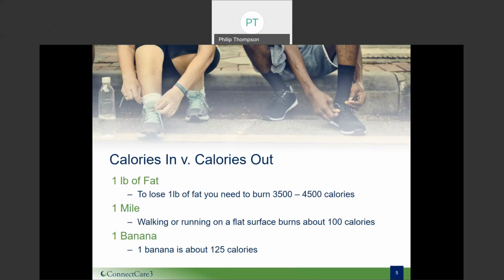Just to give you a rough idea, 1 mile walking or running on a flat surface burns about 100 calories. And I know you're going to say, well, running burns more calories than walking. And yes, because you can run a greater distance in the same amount of time that you can walk. As far as per unit distance, it's the same on a flat surface.